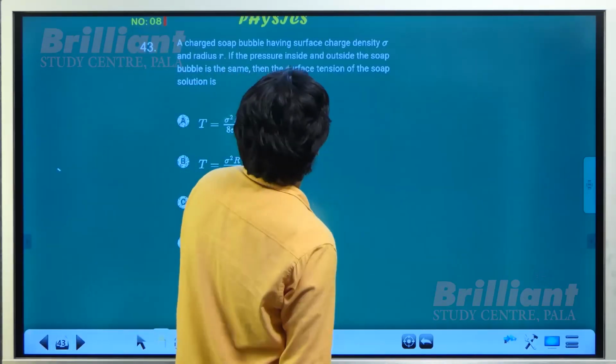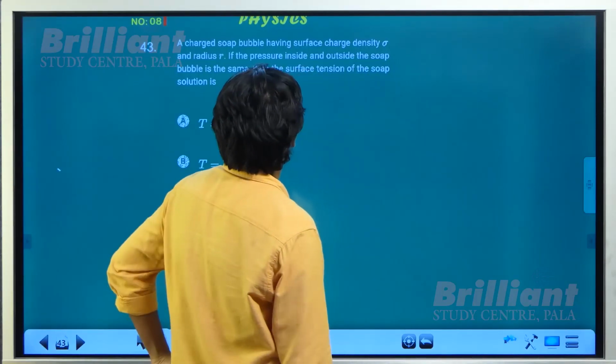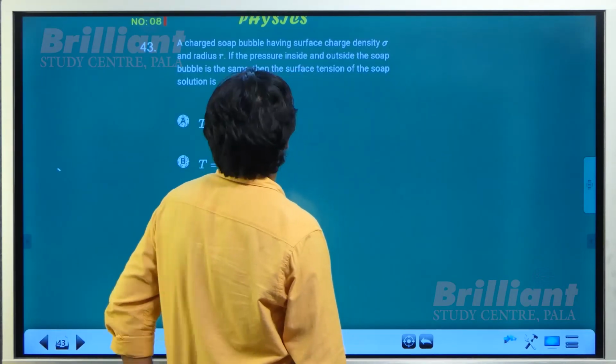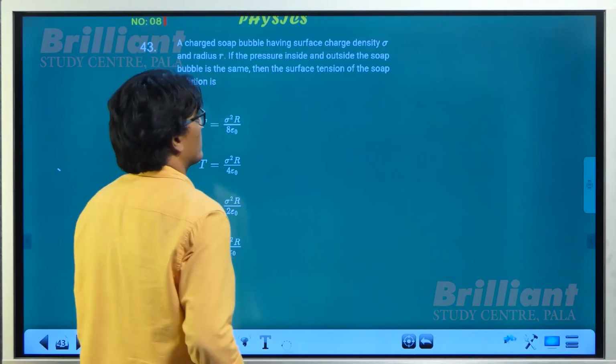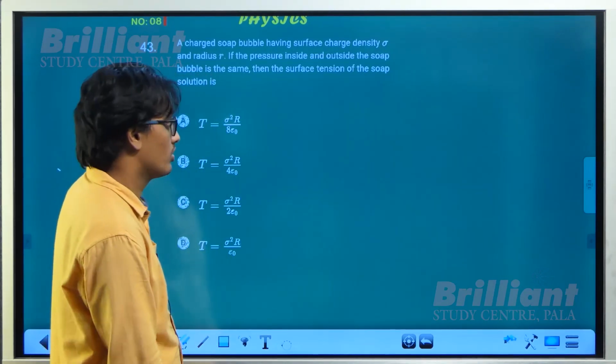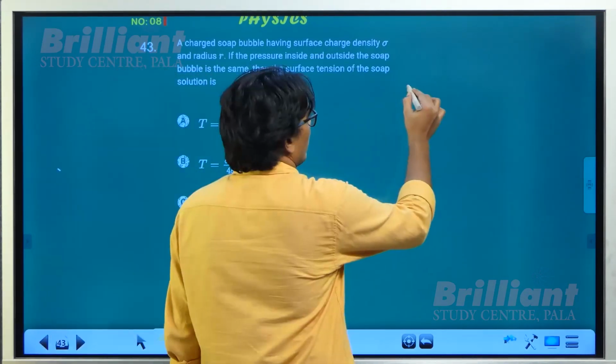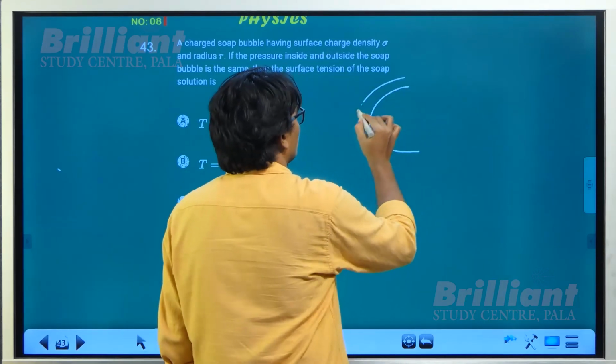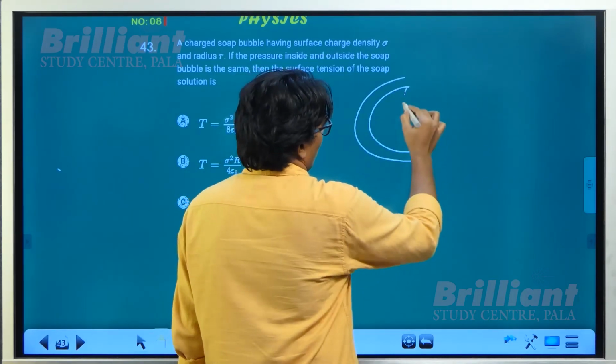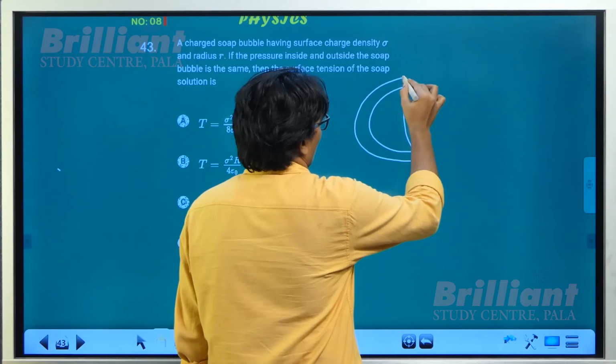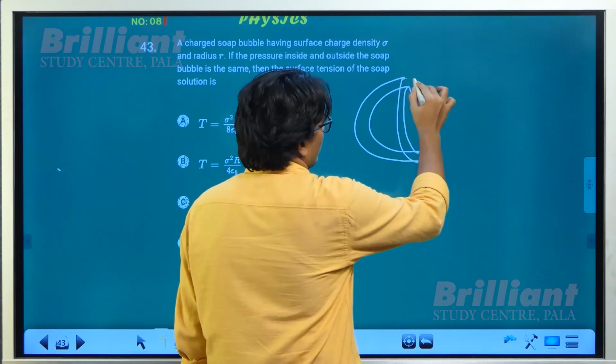A charged soap bubble having surface charge density sigma and radius r. The pressure inside and outside are the same. Then the surface tension of the soap solution is? So if you draw the FBD, it's a bubble, so it will have two surfaces like this.